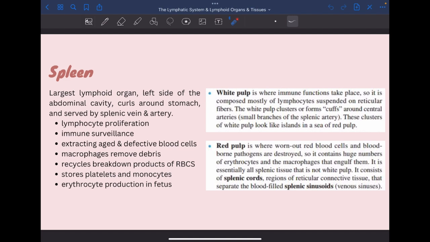So in general, the spleen is a lymphocyte proliferation site and a site of immune surveillance, and as we said, it's mainly constituted of the white and the red pulp. Their names are mainly describing the way that they appear on a fresh spleen or fresh tissue, rather than the way that they would appear under the microscope, because white pulp would stain darker than the red pulp.